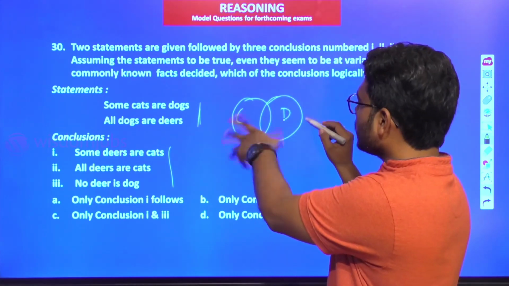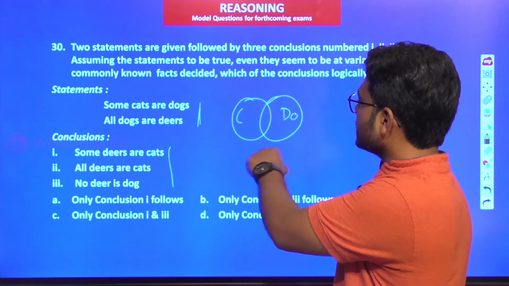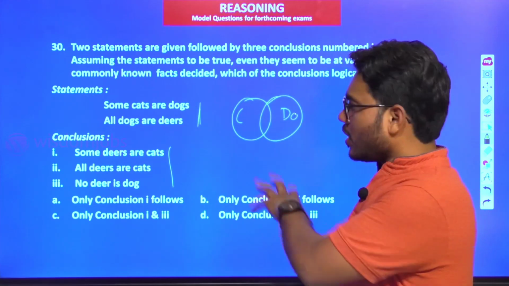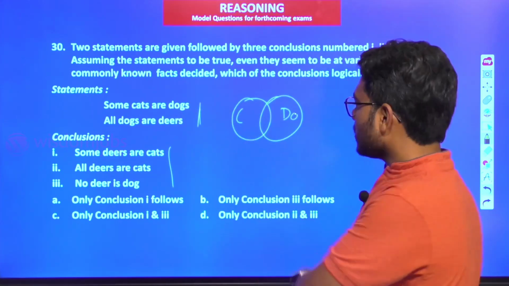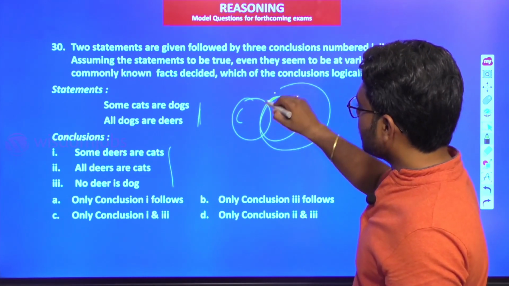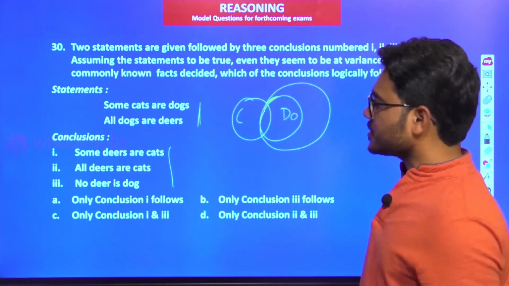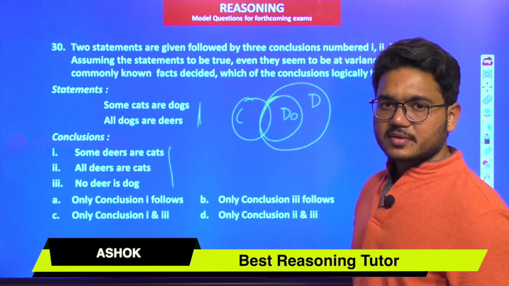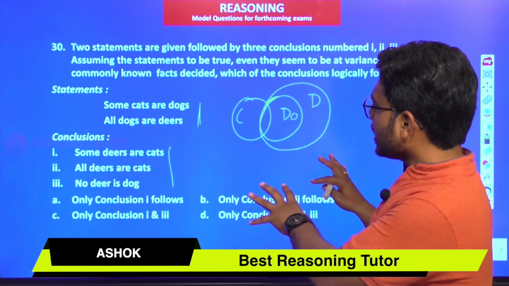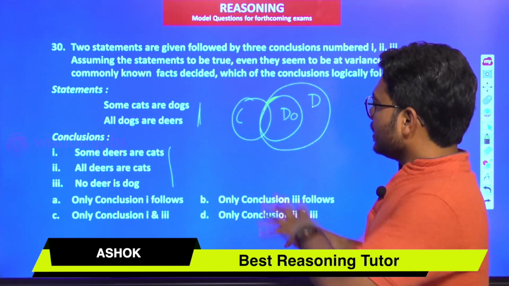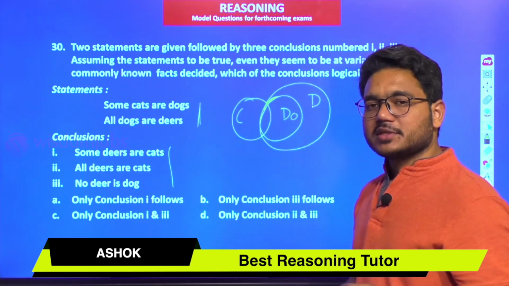Let me put deers and dogs. Let me put it like this: D represents dogs. So all dogs are deers. So obviously dogs must be a subset of deers. D is deers. Okay, so we can draw appropriately like this. This could be the inference from the given statements, isn't it?